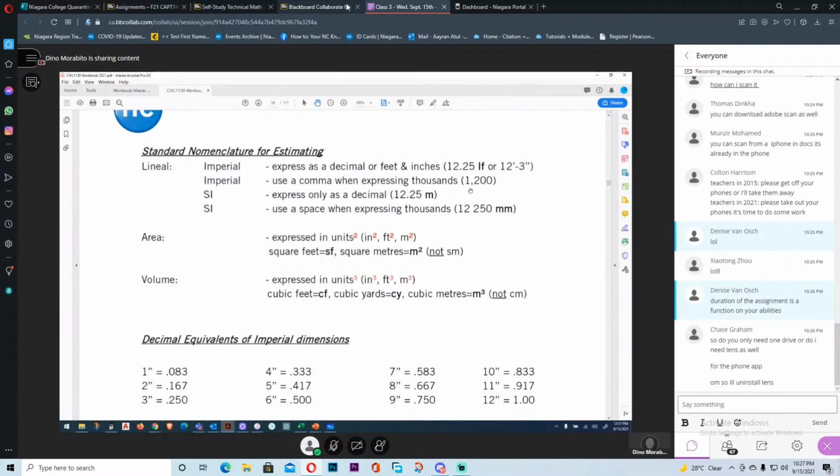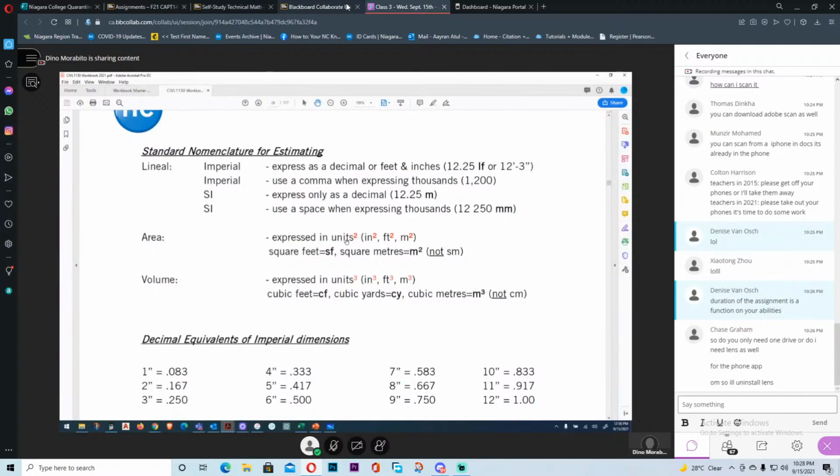Okay, and if I have thousands, I use a comma. In SI, which is Systems International, which is metric, I would only use a decimal. I would not have feet and inches. So this is not 12-225 meters. It must be in decimals. On the metric side, when you read a drawing, you're going to often see this number with a space here instead of a decimal. Okay, that indicates 12,250 millimeters. But in your brains, you just converted that to 12.25 meters.